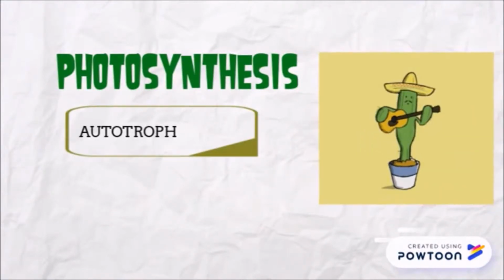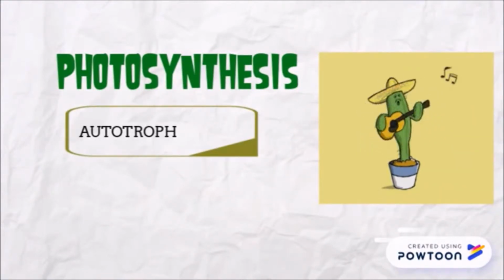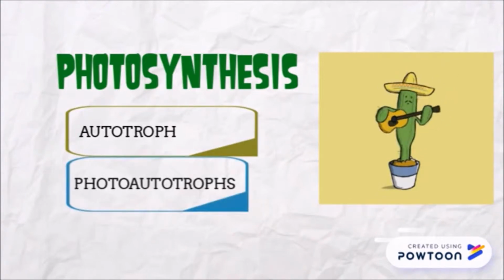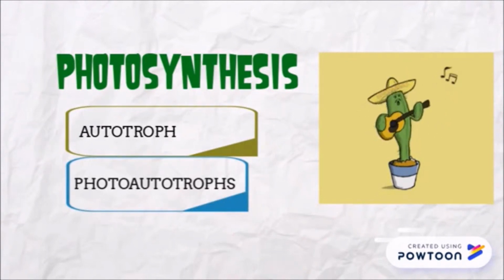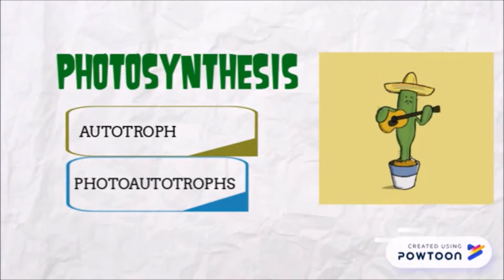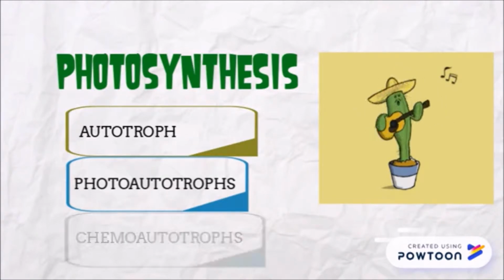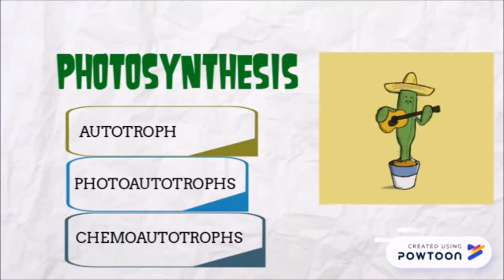Autotroph: a process by which organic compounds are synthesized from simple inorganic materials. Photoautotrophs carry out photosynthesis: green plants, algae, cyanobacteria, and some bacteria. Chemoautotrophs carry out chemosynthesis.